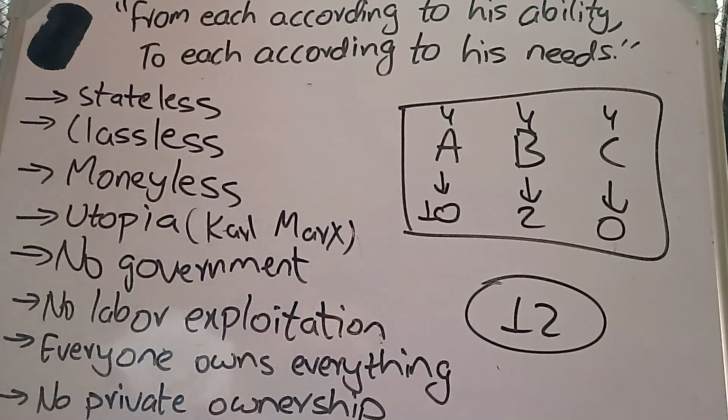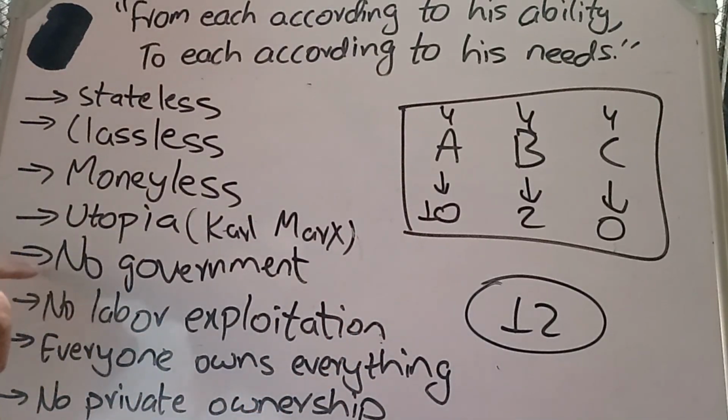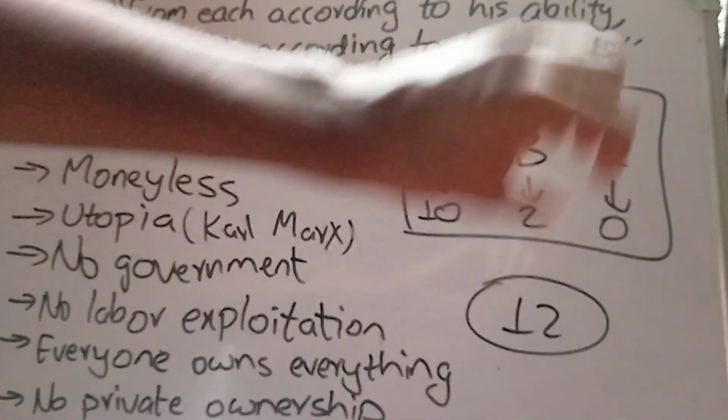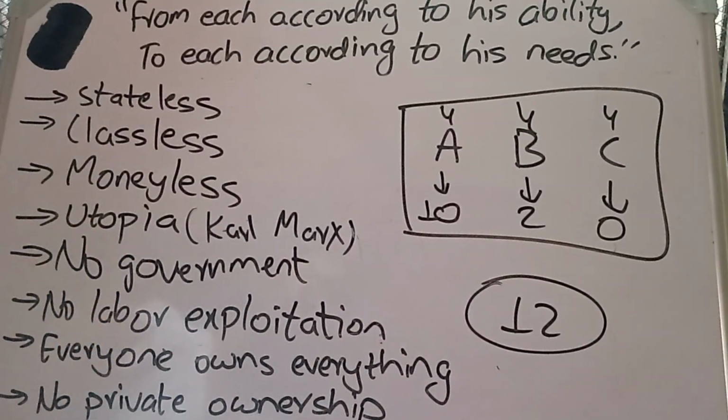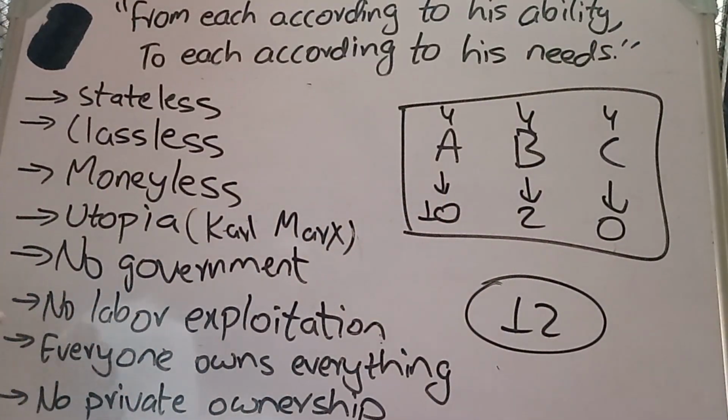And it is a utopian society, meaning it is a fictional society which was thought up by Karl Marx. There is no government, meaning everyone is equal with no state. And there is no labor exploitation, meaning everyone works according to their ability, and everyone owns everything with no private ownership.